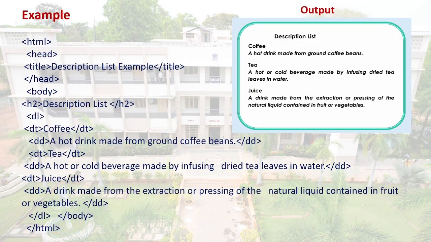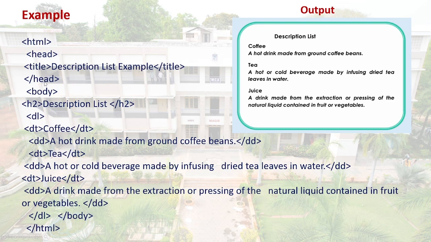So I will show one example. This example we can implement with the help of HTML. So it starts with HTML, head, title tag. The title is description list example, which must be displayed at the top of our web page.